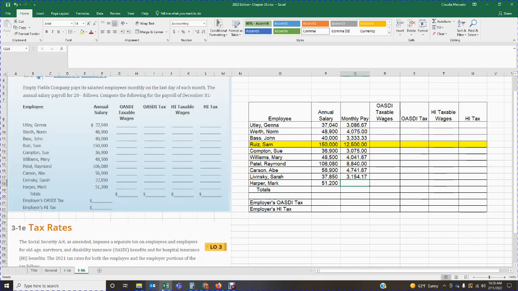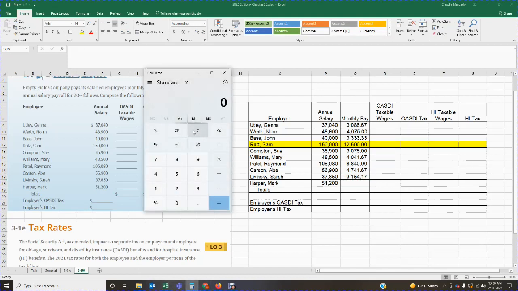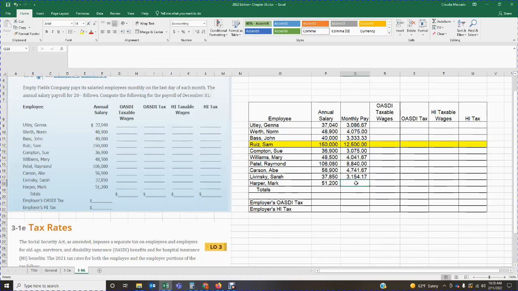And last but not least, we have Harper. Harper is 51,200, and I am going to divide by 12. It's 4,266.66666. So we look at that third digit. It's greater than a 5, so I'm going to round up that 6 to a 7. So it'll be 4266.67. Okay, so that is how much my employees get paid a month.